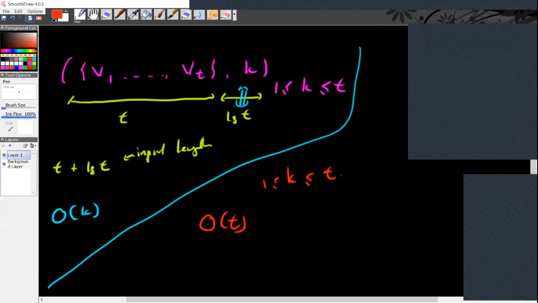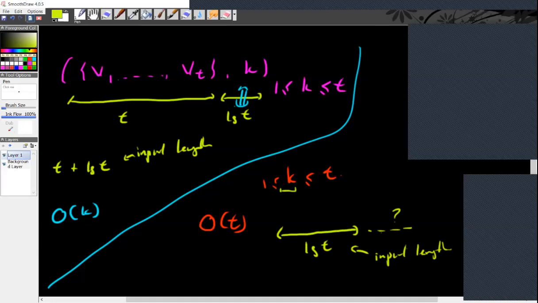Because, look at the input length. Let's count the input length. The input length is just the number of bits required to represent k. How many bits do you need? Log k bits, or let's say log t bits. Is there anything else in the input? No, there isn't. It's really just this. So in the bottom right case, this is my input length. Do you see what I mean?